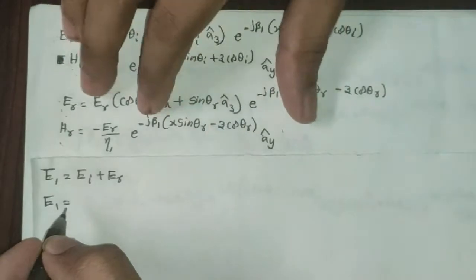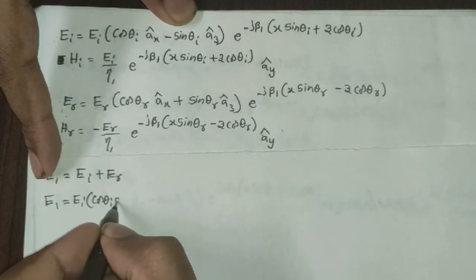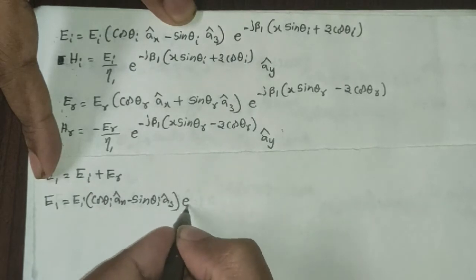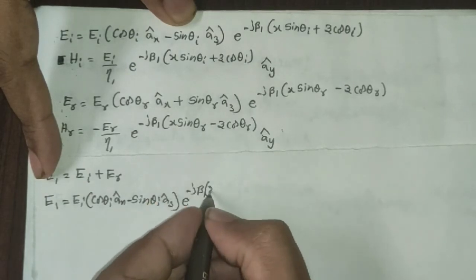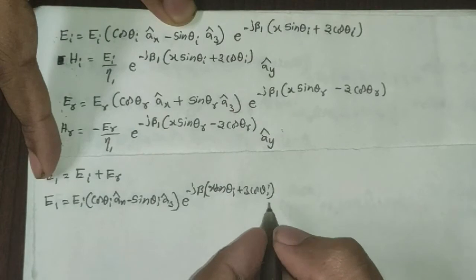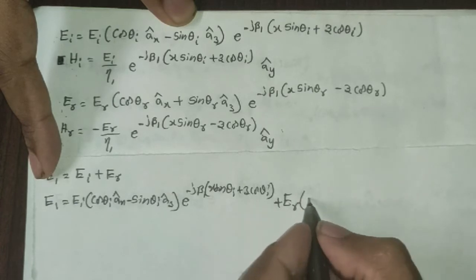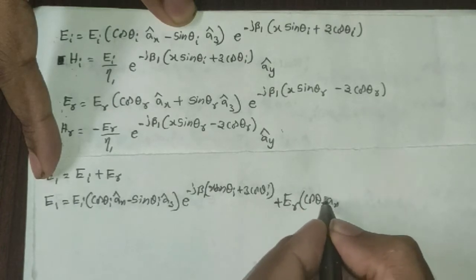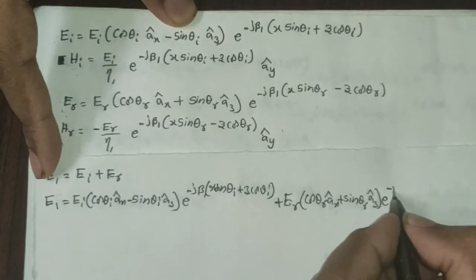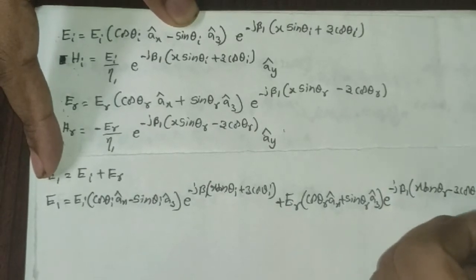Therefore, the total electric field equals, so we have EI into cos theta I into AX cap minus sin theta I into AZ cap into e to the power of minus j beta 1 into x sin theta I plus z cos theta I. Similarly, its reflected electric field is ER into cos theta R into AX cap plus sin theta R into AZ cap into e to the power of minus j beta 1 into x sin theta R minus z cos theta R.